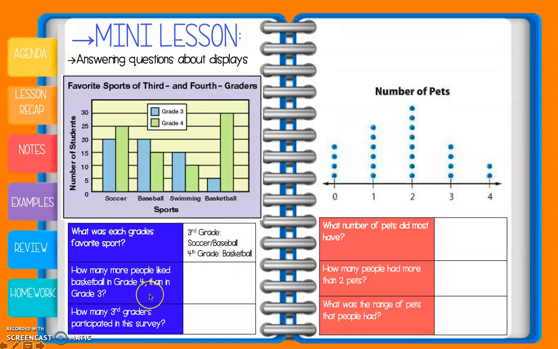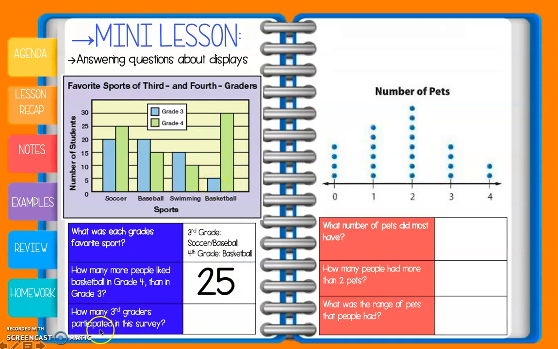Let's look at question number 2. How many more people liked basketball in grade 4 than in grade 3? So in grade 4, we had 30 people, and in grade 3, we only had 5 people. So 30 minus 5 tells us that 25 more people liked basketball in grade 4 than in grade 3.